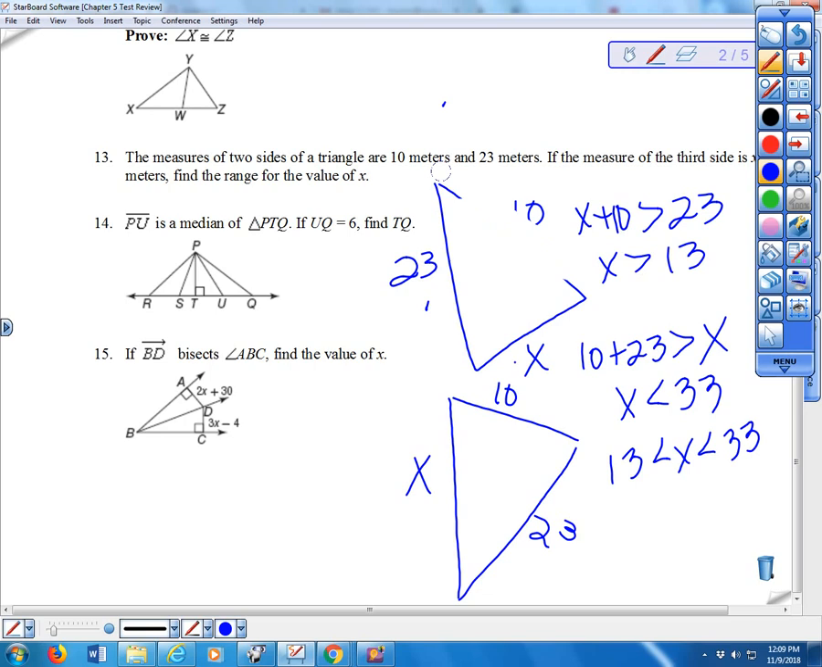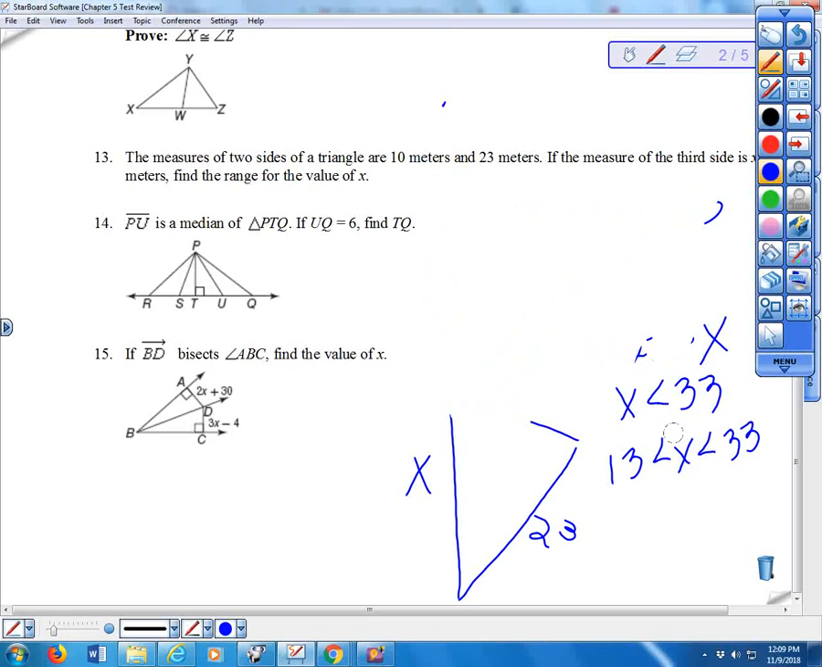Number 14. PU is a median of PTQ. So I know this is equal to that because it's a median. If UQ is 6, find TQ. So there's TQ. UQ is 6. Well, this has to be 6 also, so TQ must be 12. Right? That's it.